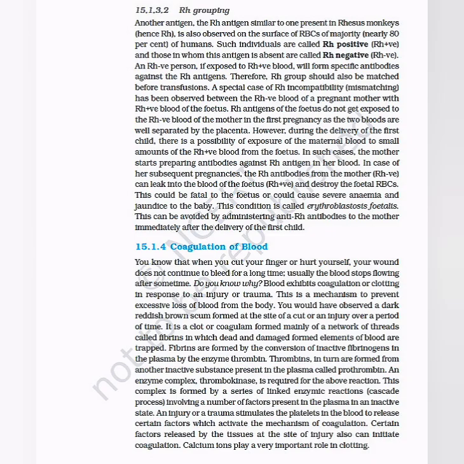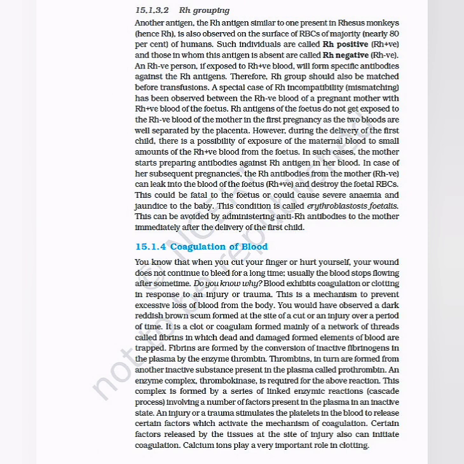Rh group. Another antigen, the Rh antigen, similar to one present in rhesus monkey, hence Rh, is also observed on the surface of RBCs of majority, nearly 80%, of humans. Such individuals are called Rh positive. And those in whom this antigen is absent are called Rh negative. An Rh negative person, if exposed to Rh positive blood, will form specific antibodies against the Rh antigen. Therefore, Rh group should also be matched before transfusion.